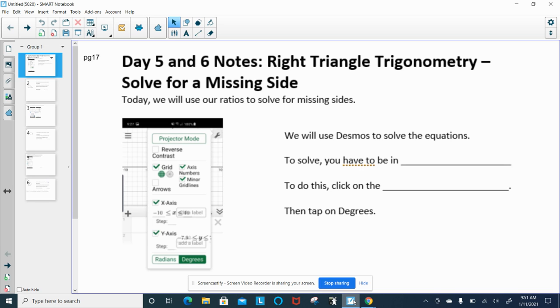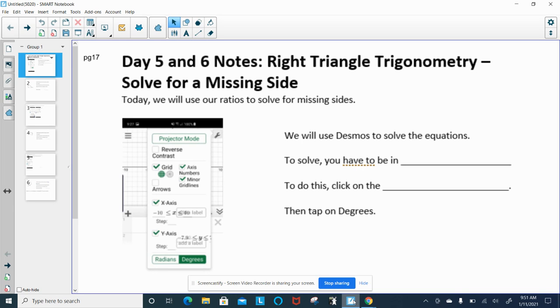Okay, now we've made it to day 5, and this will also be day 6. We're actually going to use the skills that we've learned, the labeling, the O, the H, and the A, and the deciding on a trig ratio to solve for a missing side. Today is where we put it all together and we do what we could not do with the Pythagorean theorem, and that is solve for a missing side.